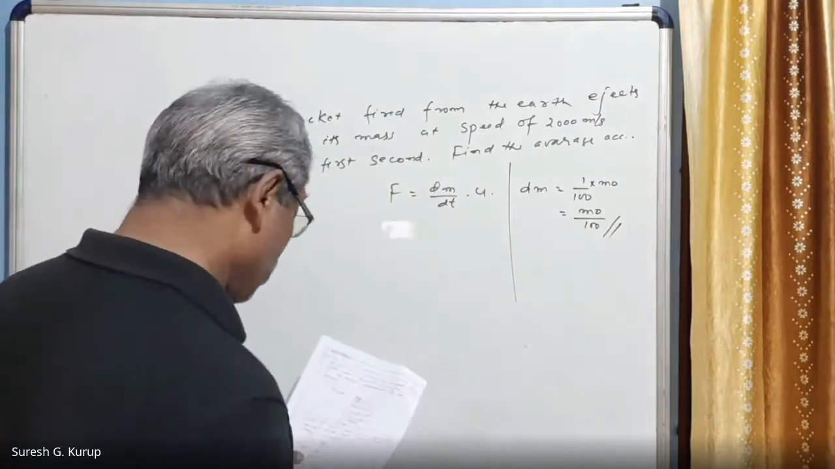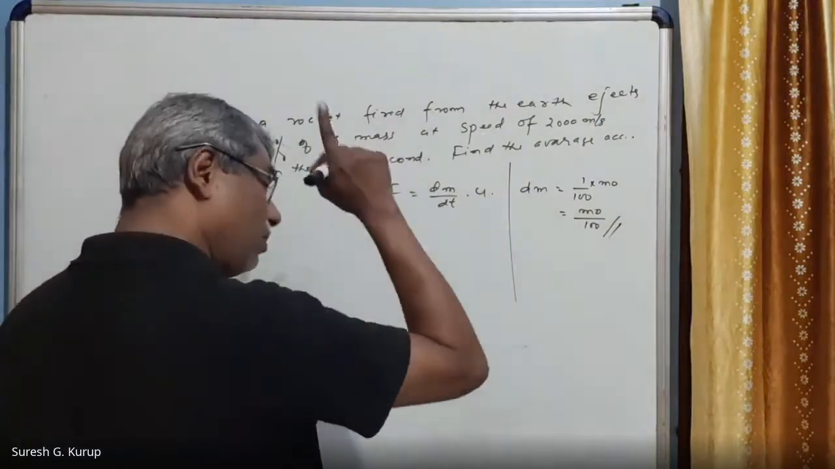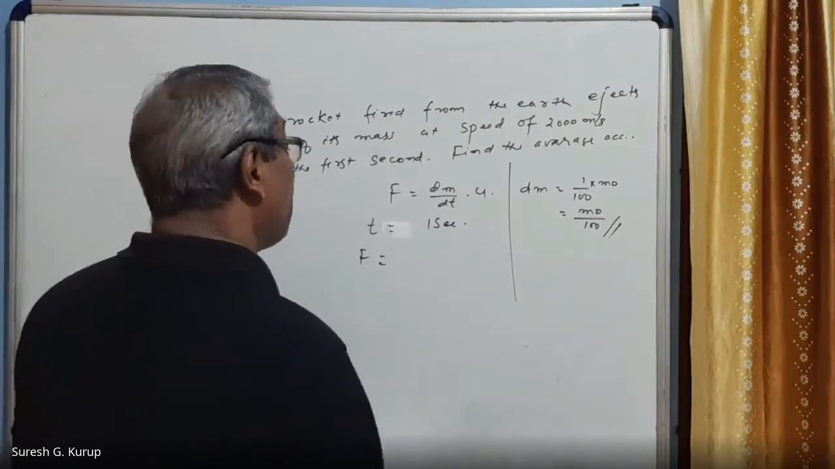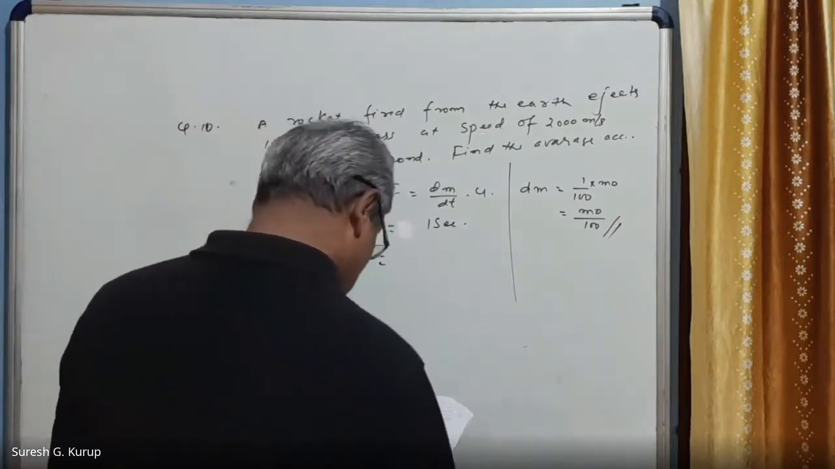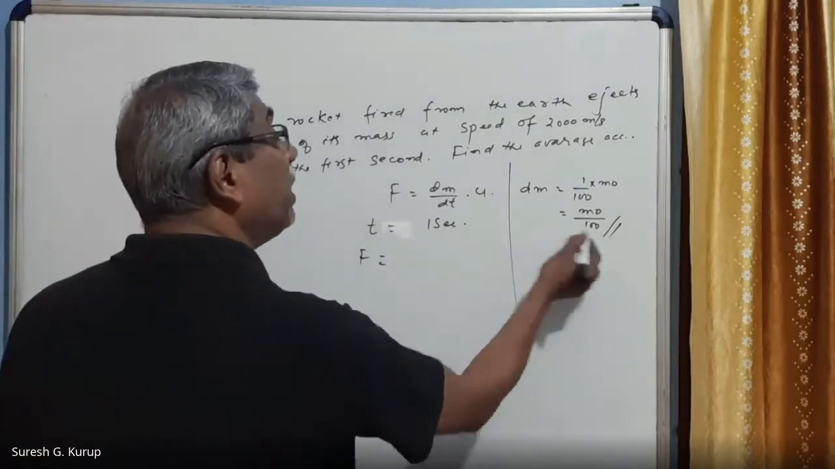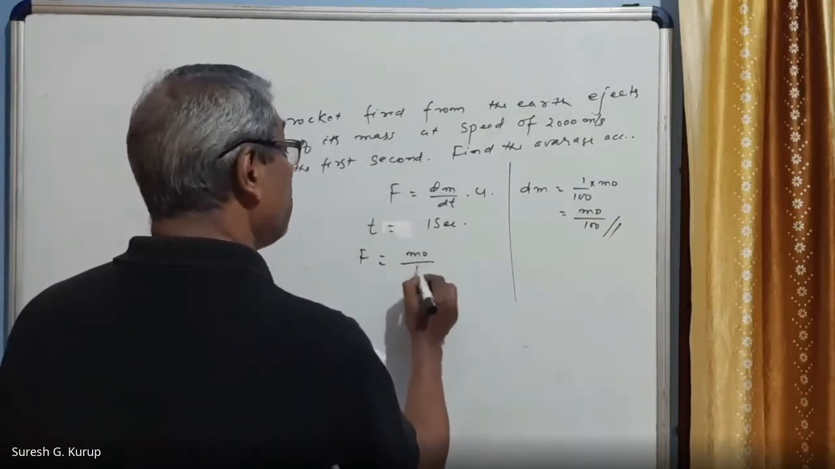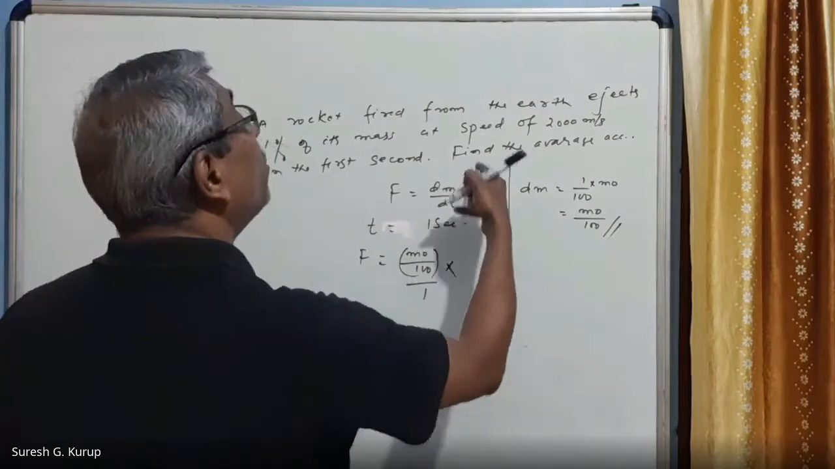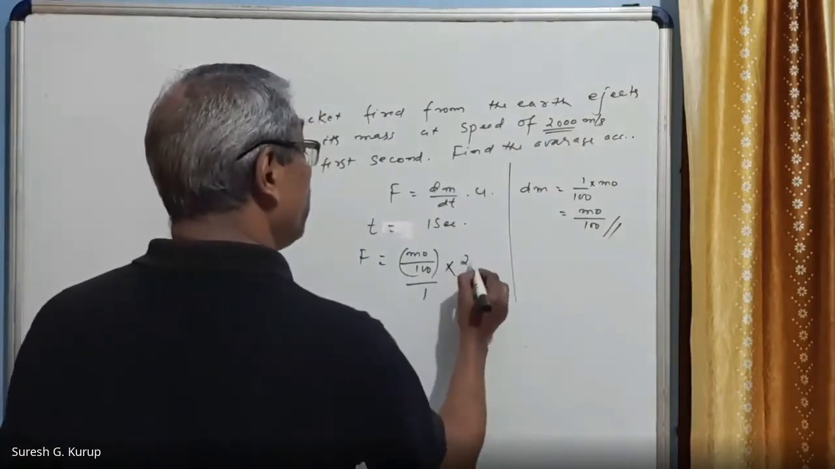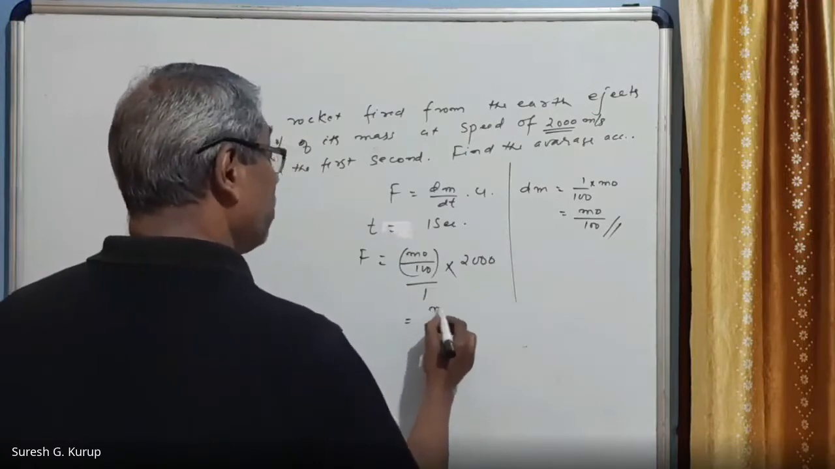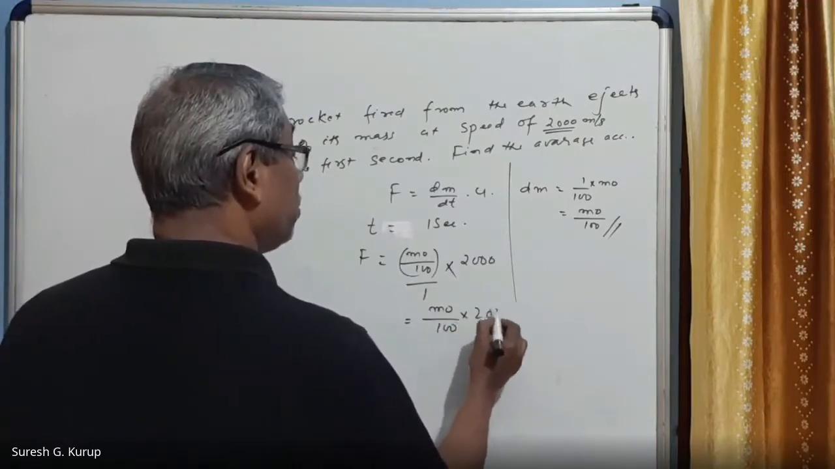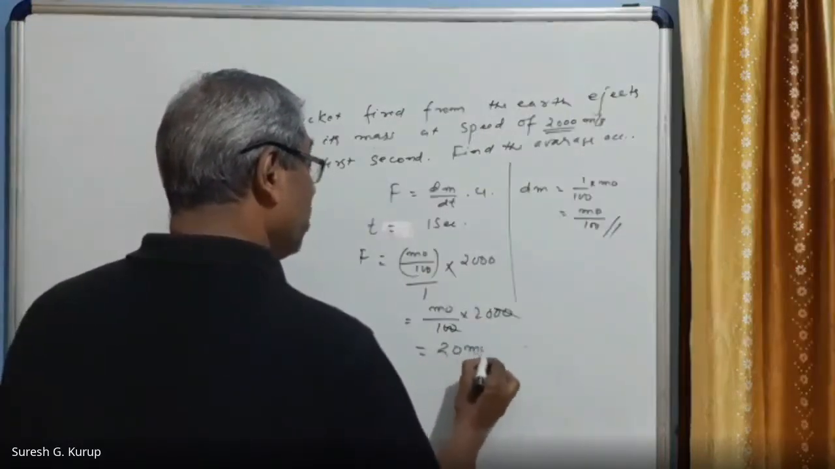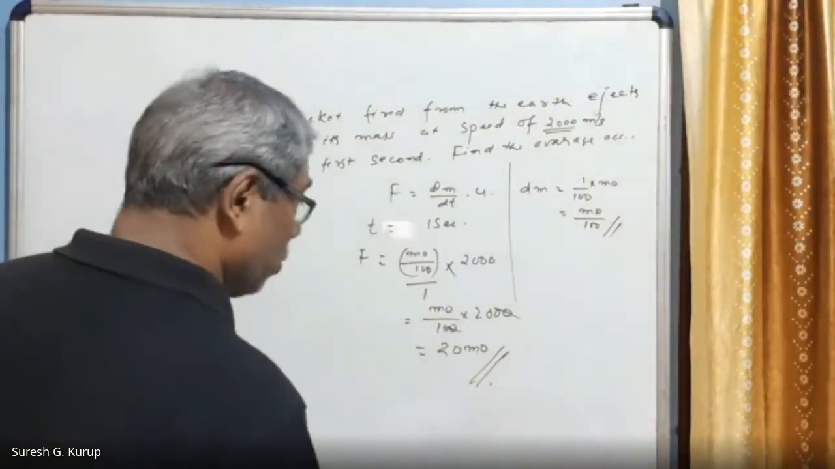Time is equal to, on the first second, it's 1 second. Therefore, you have to find the average acceleration. F is equal to dm by dt into u. dm is equal to m0 divided by 100, the whole divided by 1, into u. u is equal to 2000. Therefore, this is equal to m0 by 100 into 2000, which is equal to 20 m0. F is equal to 20 m0.